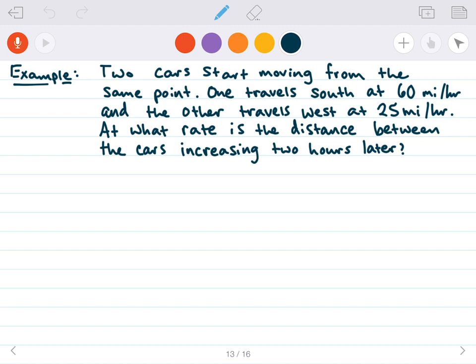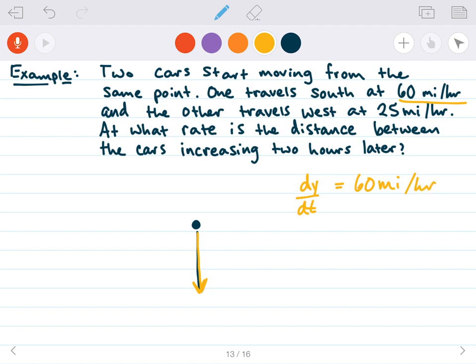All right, so 2 cars start moving from the same point. So here's our point. One travels south at 60 miles per hour. Okay, what does that tell us? Well, this is a rate, right? Distance over time. So this is going to be our vertical rate. And so what I'm going to call that is dy/dt, and I'm going to say it's 60 miles per hour.